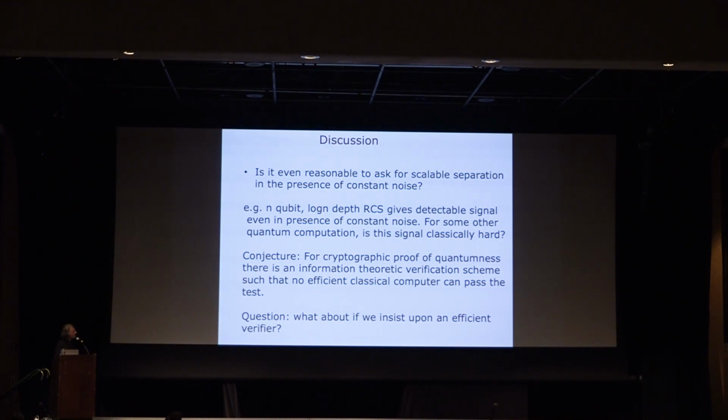So I conjecture that, in fact, for these cryptographic proofs of quantumness, at least there's an information theoretic verification scheme, meaning exponential time classical verification, but provably no classical spoofing. And we could even ask whether there's a way to do this where the classical verification scheme is efficient. I'm not sure which way to speculate on that. But if forced to, I would say that the answer to this may well be yes. That's what I would conjecture, but not nearly as robustly as the first one.